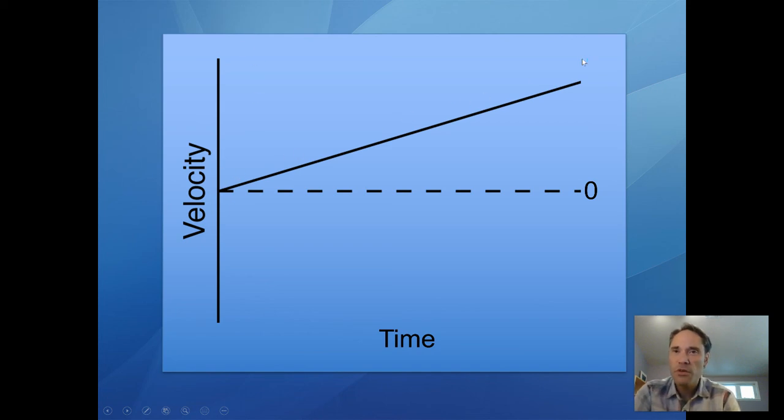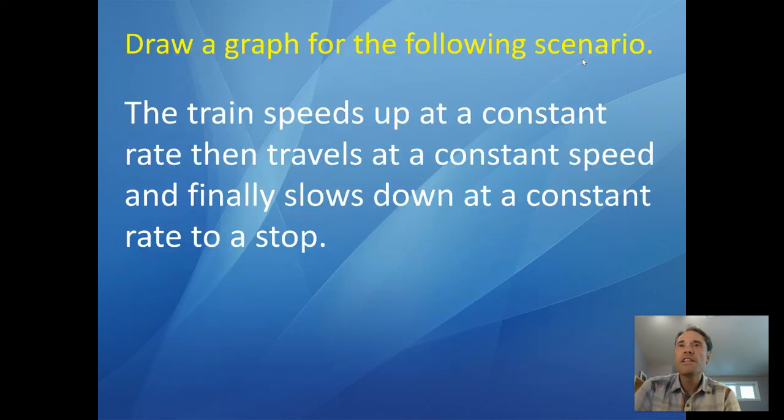We'll see what happens. The train speeds up at a constant rate, then travels at a constant speed, and finally slows down at a constant rate. There's a lot of constants in there. The train speeds up at a constant rate, and then it travels at a constant speed, and then it finally slows down at a constant rate. What would this look like? Pause it, draw it, come back.